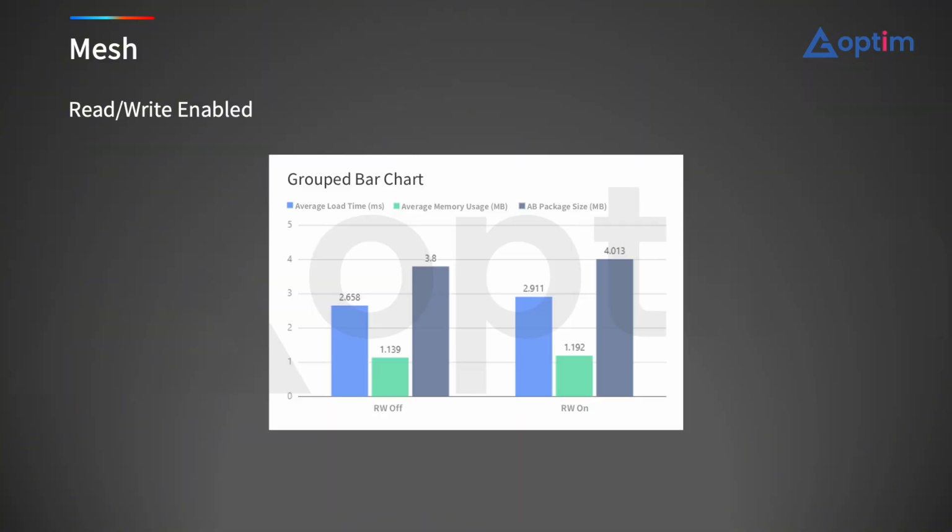Let's first look at the read-write setting. When read-write is enabled, we observe a slight increase in both runtime cost and package size. But the most interesting observation is memory behavior. Here is where meshes behave very differently from textures. For textures, memory scaling is very clear. For example, memory may increase from 1 megabyte to 2 megabytes, but for meshes, the memory increase is surprisingly small.